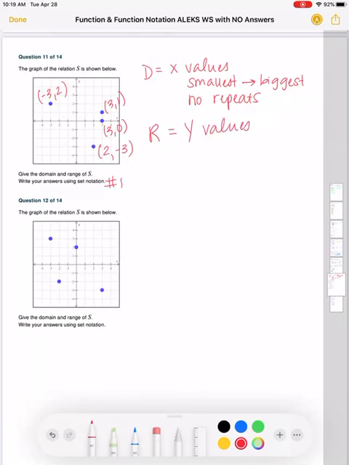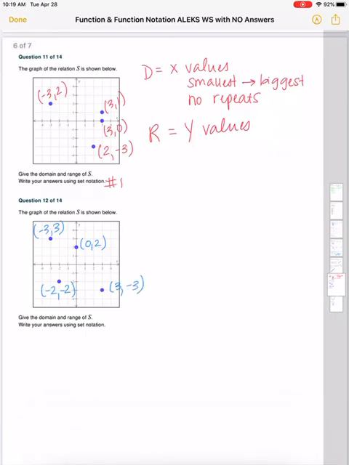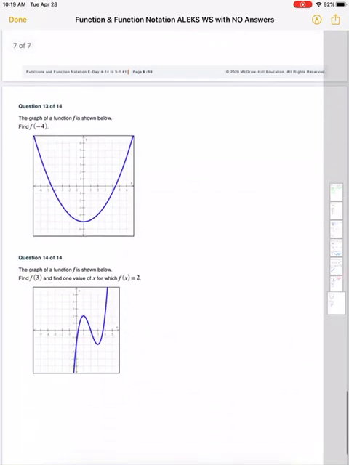Okay, number 12 is exactly the same as number 11. So let's go ahead and label those ordered pairs. You've got -3, 3, 0, 2, -2, -2, and 3, -3. Then do exactly what you did in number 11. All right, next page.